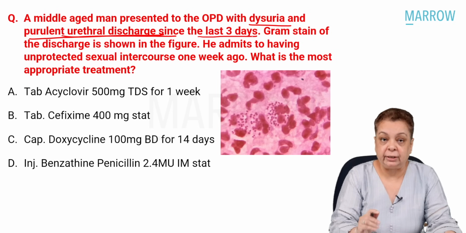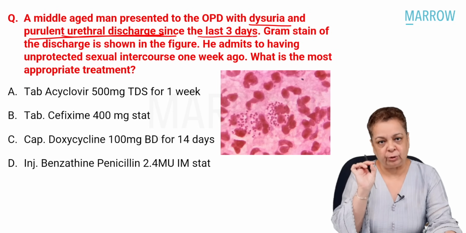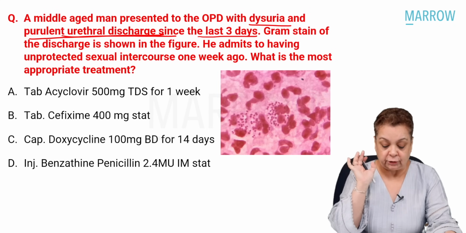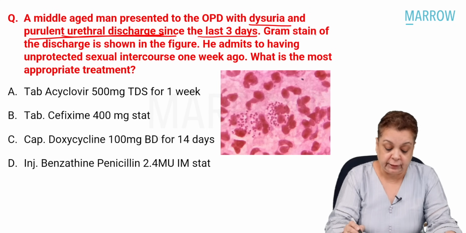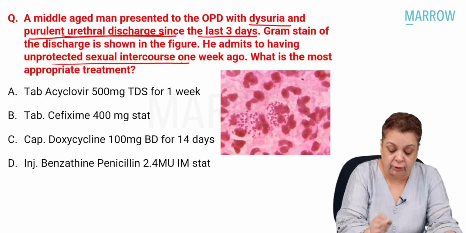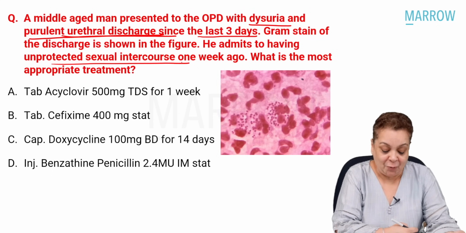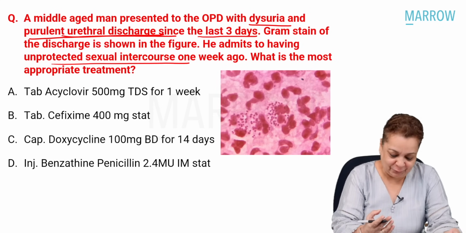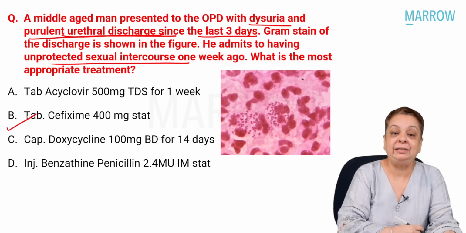Since the last 3 days, there was purulent urethral discharge. The Gram stain of the discharge is shown in the figure. He admits to having unprotected sexual intercourse 1 week ago. What is the most appropriate treatment? So they want to know everything about gonococcal urethritis. How are you going to treat this patient?